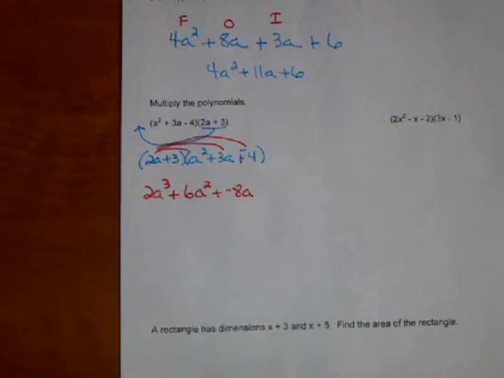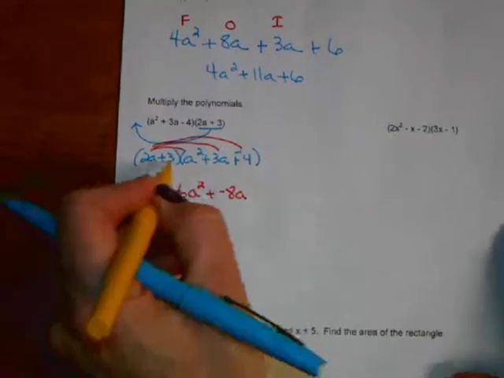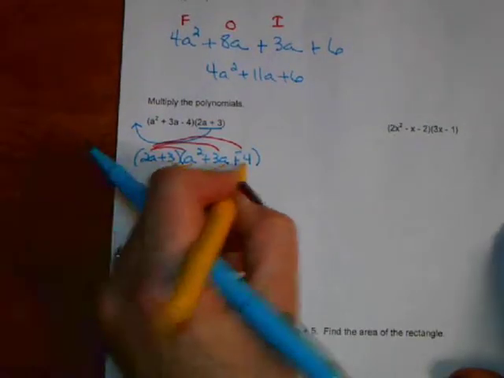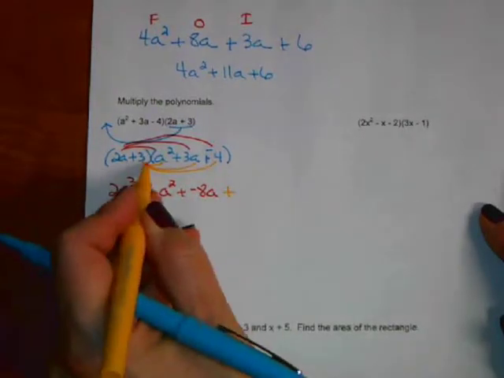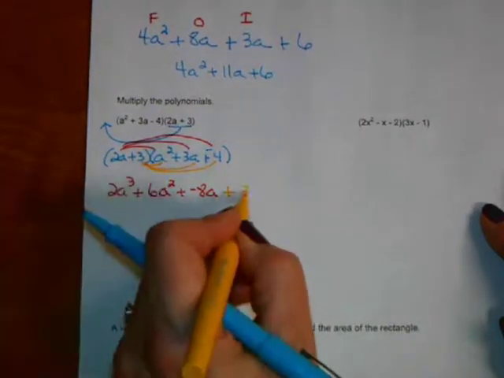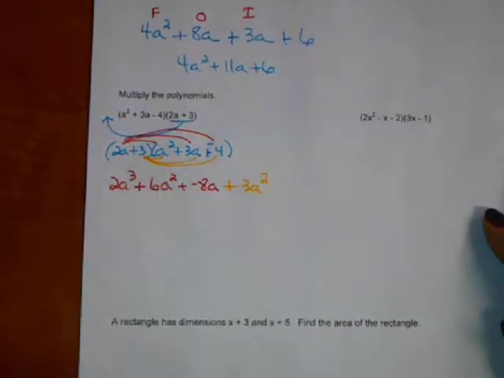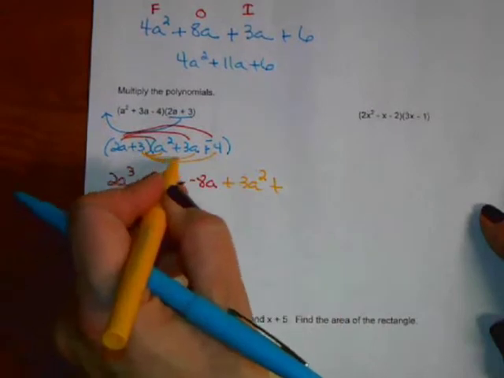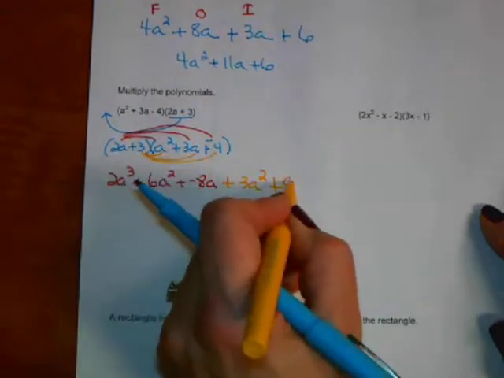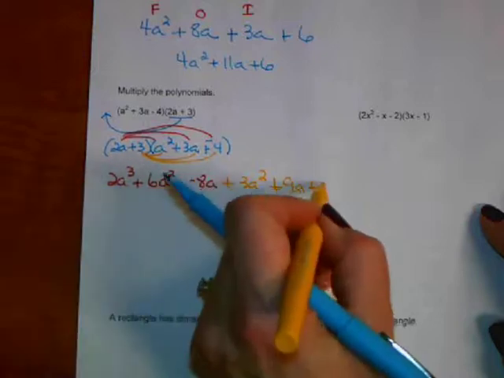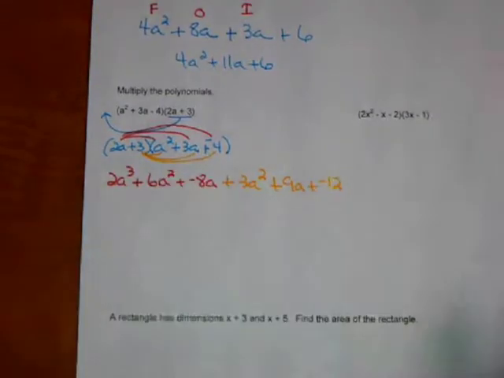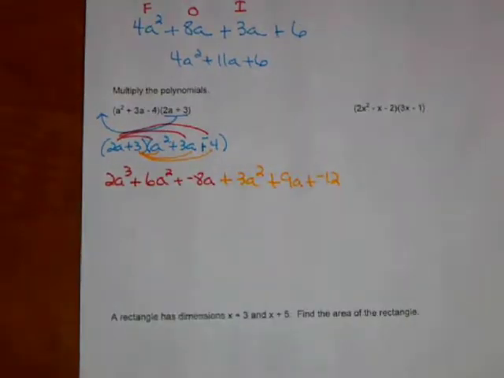And I'm going to do this part in this different color. Now I'm going to do 3 times all of these. So I have plus 3a squared plus 3 times 3a, which is 9a, plus 3 times negative 4, which is negative 12. With me so far? Okay.